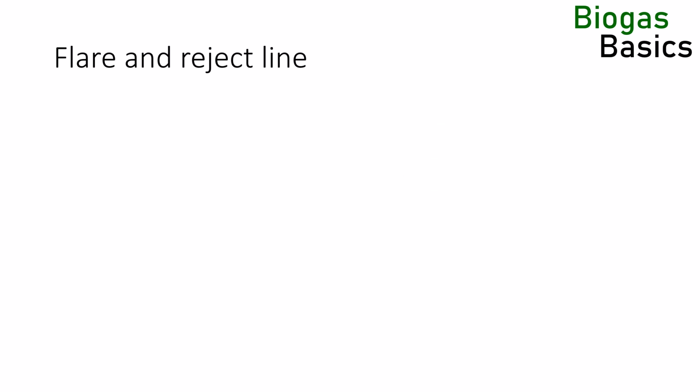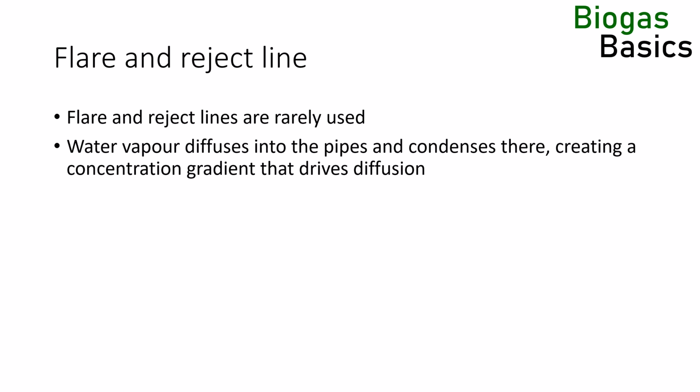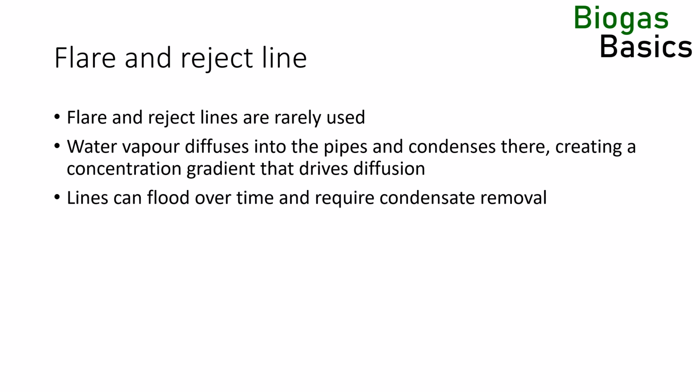Condensate will not only form in biogas pipes that are in continuous use, but also in pipes that are only used temporarily. These lines are biogas pipes to the flare and reject pipelines that recycle biomethane and sometimes CO2 back into the gas storage of the AD plant. Under normal operation, the flow in flare and reject lines is 0. But water vapor can diffuse into the pipe and condense there, creating a permanent concentration gradient that drives diffusive transport. These gas lines will slowly flood over time and require condensate removal.